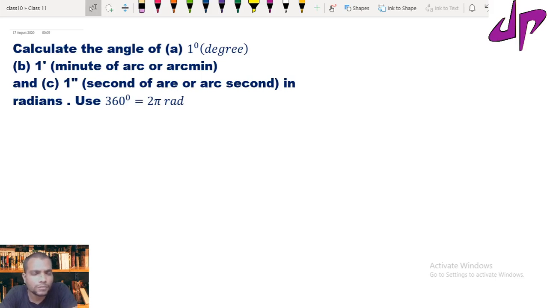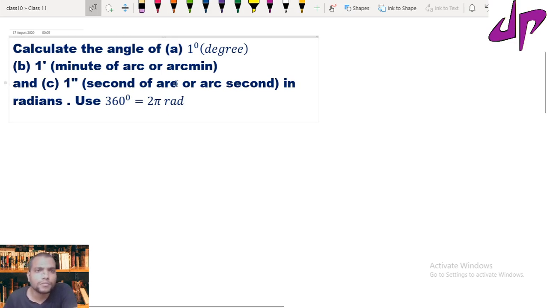Let's solve this problem: calculate the angle of 1 degree, 1 minute or 1 arc minute, and 1 second or 1 arc second in radians. So we need to convert these degrees, minutes and seconds into radians.